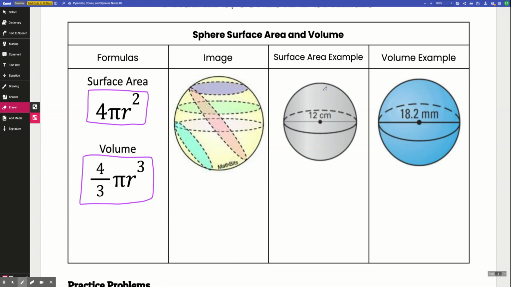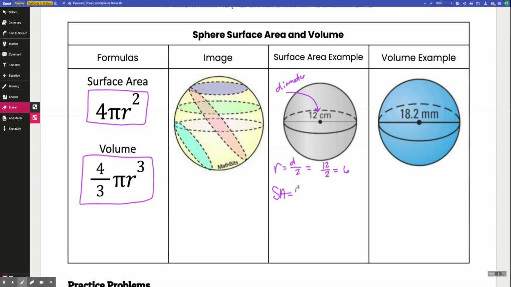So for my surface area in this problem, they give me the diameter actually. They tell me that the diameter of this sphere is 12 centimeters. So in order to find the radius, I'm going to take the diameter and cut it in half. So that's 12 divided by 2, which is 6. Once you have the radius, you can plug it directly into that surface area formula.